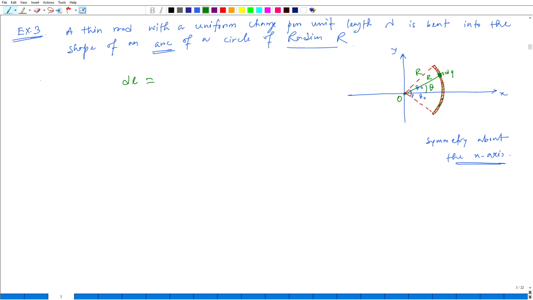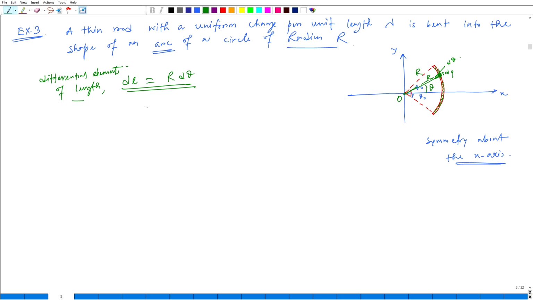So consider a differential element of length dl; this becomes r d theta, and the angle d theta is this one.